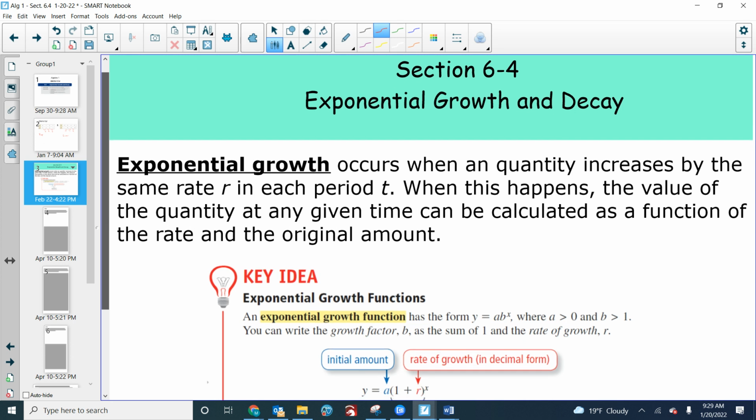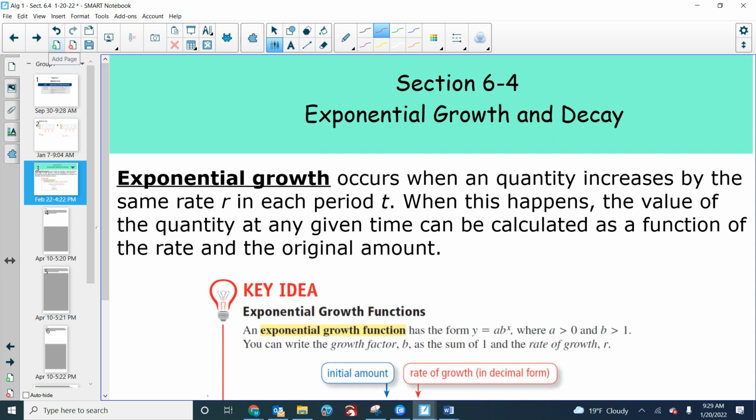Questions on the homework? I don't have the homework up here. Do you guys have some questions that you'd like to go over? I apologize, I don't have the homework problems up there.